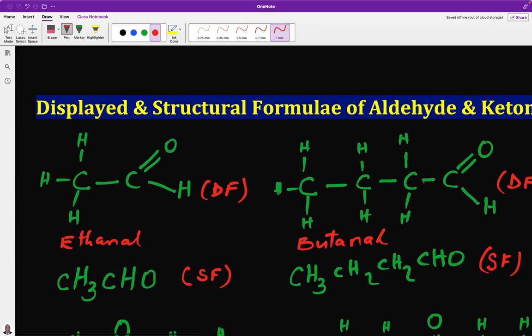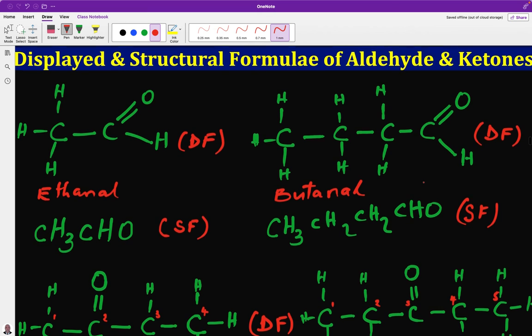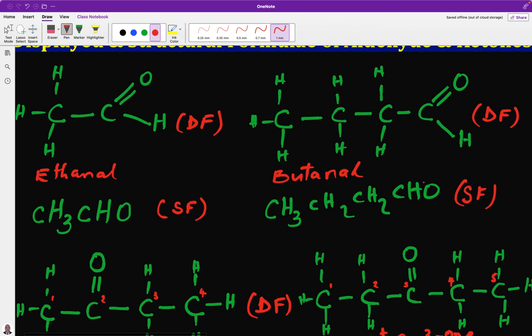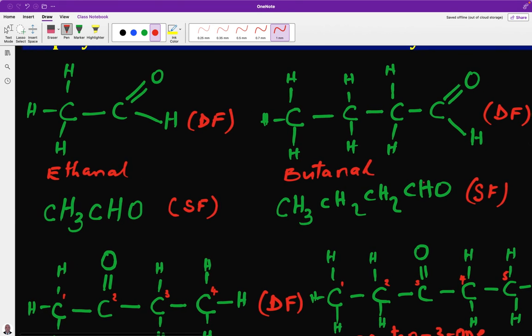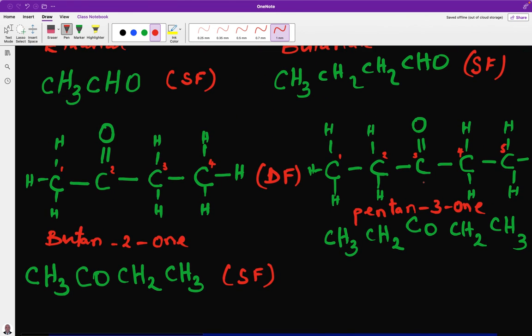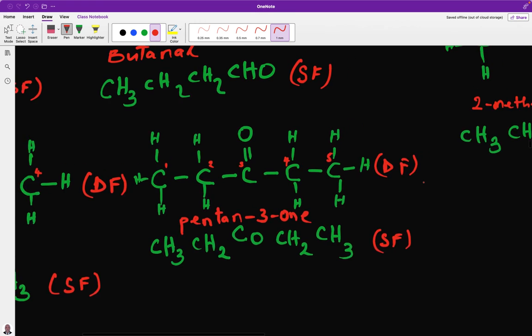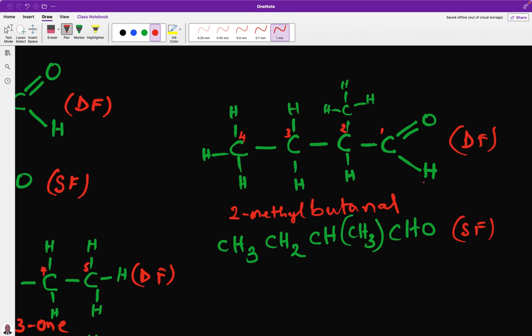So now, these are the examples of displayed and structural formulae of aldehydes and ketones. We started with ethanal. You have the displayed formula and the structural formula. Then butanal, the displayed formula and the structural formula. We went again to ketones. The first one is butan-2-one. You have the structural formula and the displayed formula. Then pentan-3-one. You have the displayed formula and the structural formula. The last one was 2-methylbutanal.